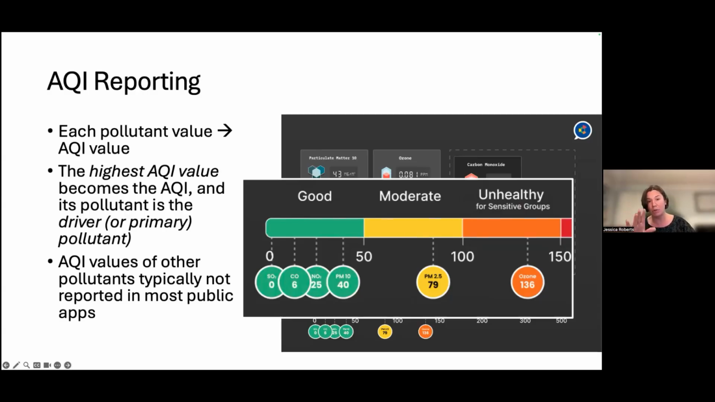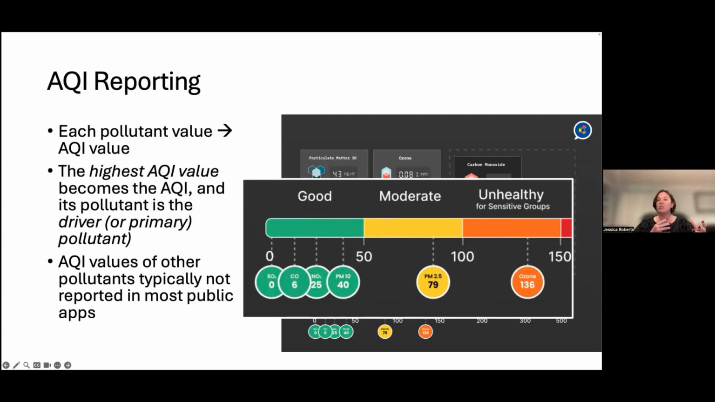So in this example, ozone is 136, and so the AQI is going to be reported as 136. Just because of the way AQI is reported, we don't know if ozone is 136, everything else could be 135, or everything else could be zero, or anywhere in between, as in this example. So it's not some sort of aggregation of all of these numbers, which is a common misconception that we found not just in students, but in the general population too.